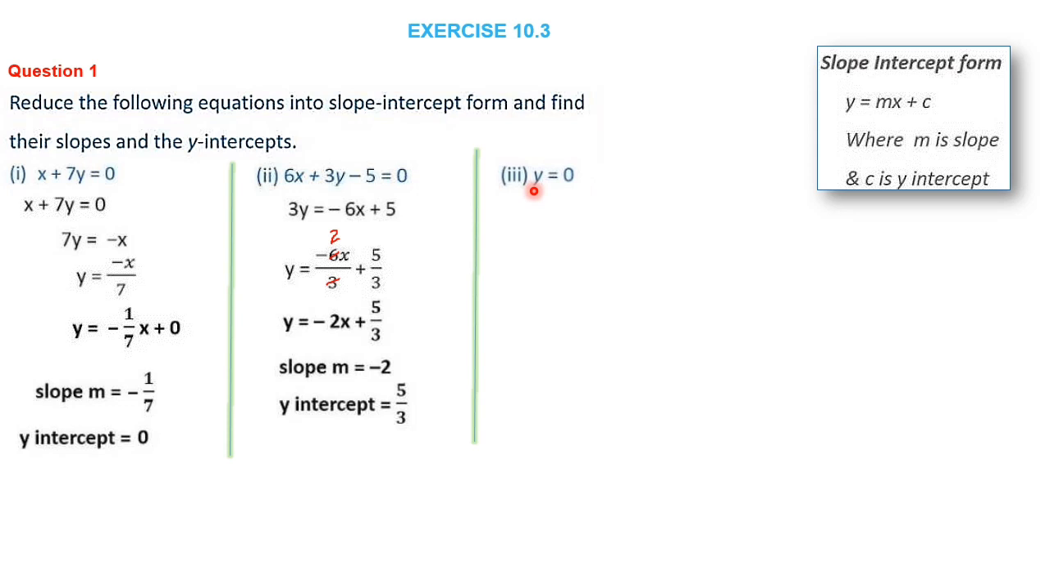Next one, y is equal to 0. y is equal to 0 means we have to write it in this format. That means y is equal to 0x plus 0 because on the right side nothing is there. Just mx plus c format means 0x plus 0. So slope m is equal to 0 and y-intercept is 0. So this is the answer.